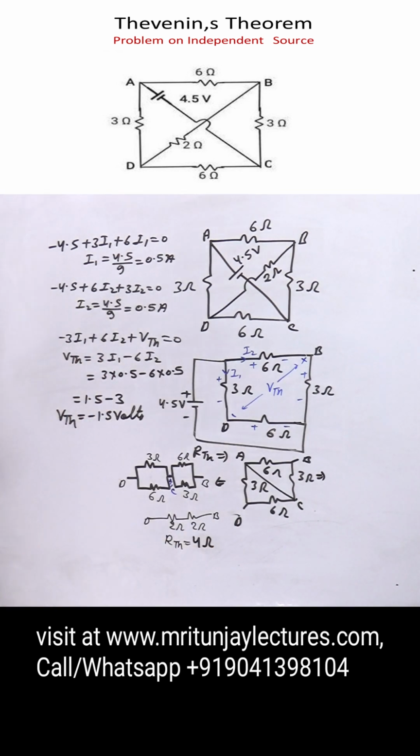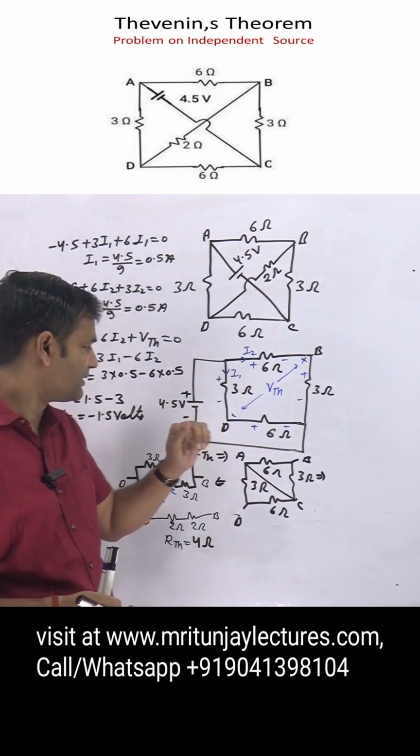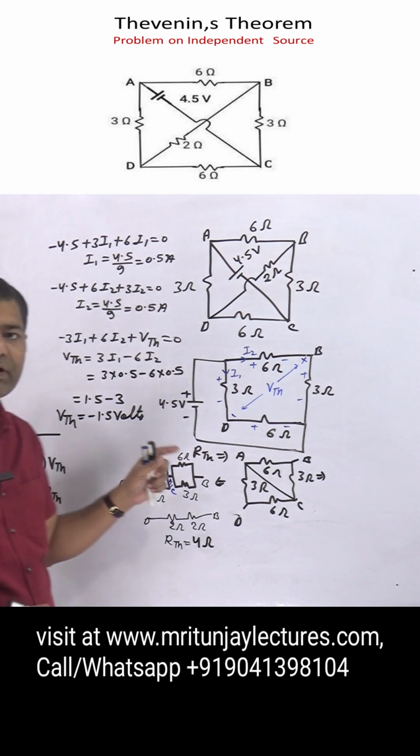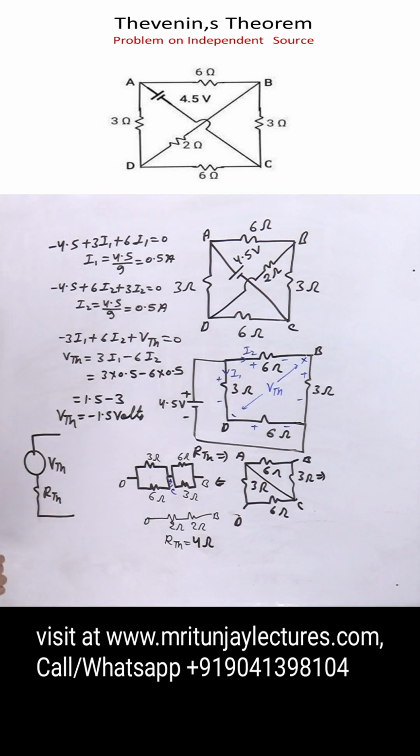So the final representation of the circuit. What about VTH? Minus 1.5 volt. It means here RTH, here VTH. VTH is minus 1.5. If it were written as plus 1.5, it would mean this one is positive and this one is negative. And that point is B and that point is D.